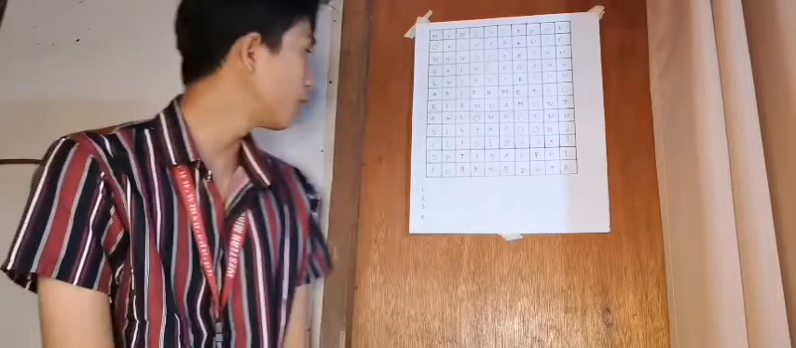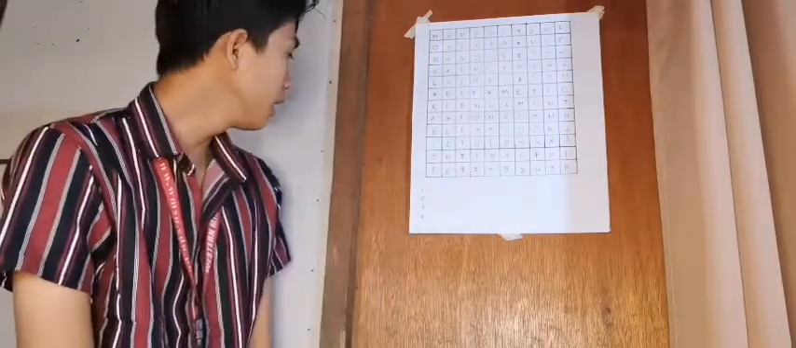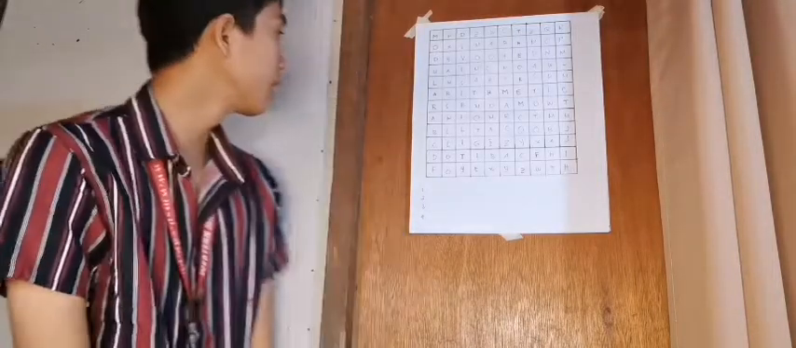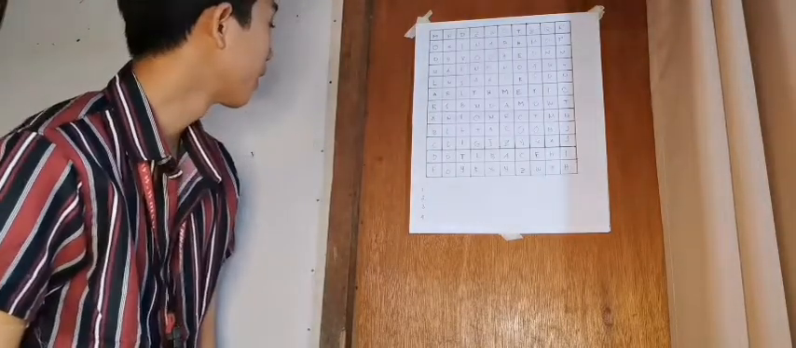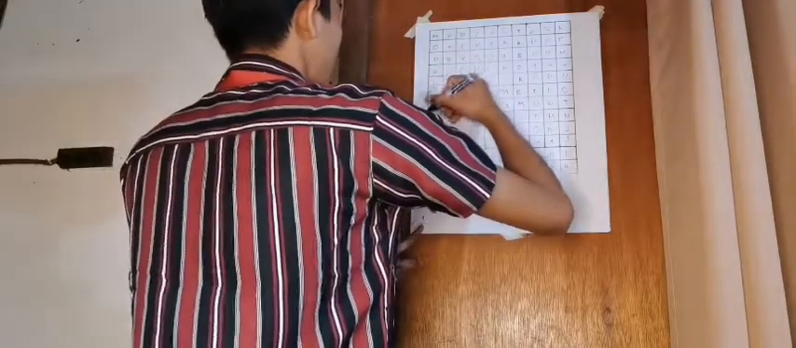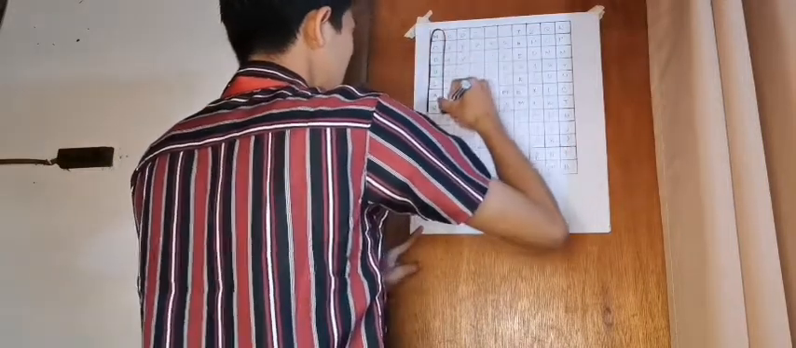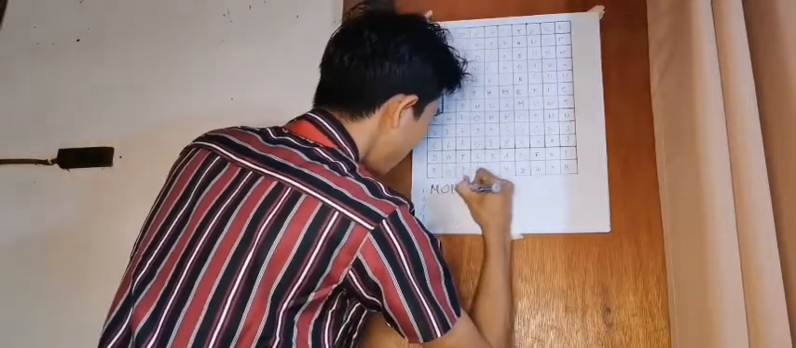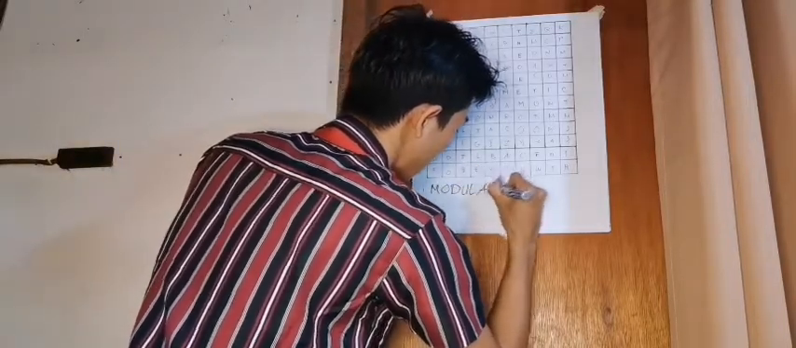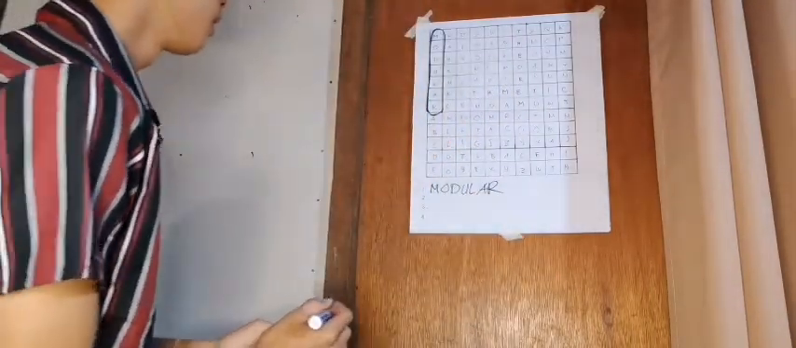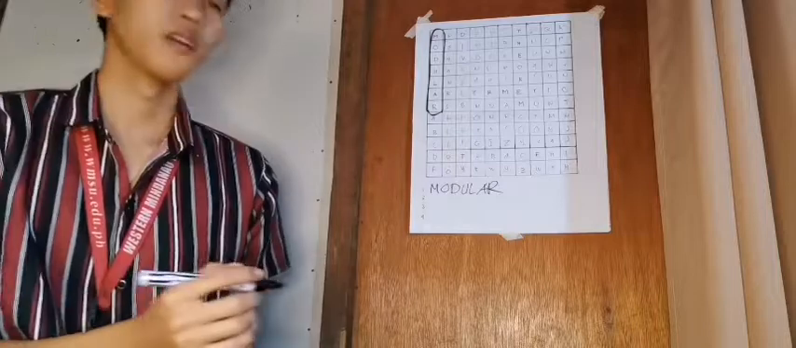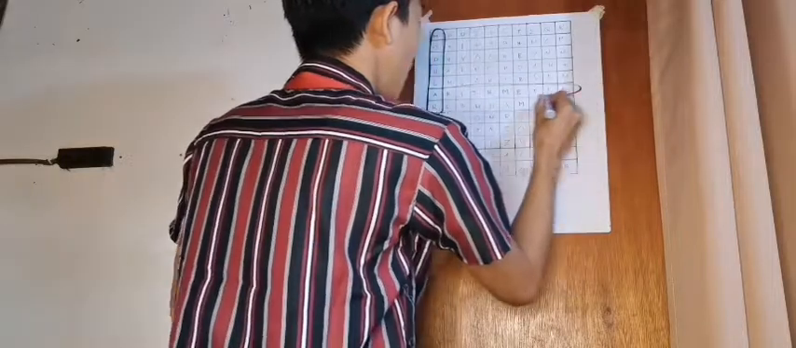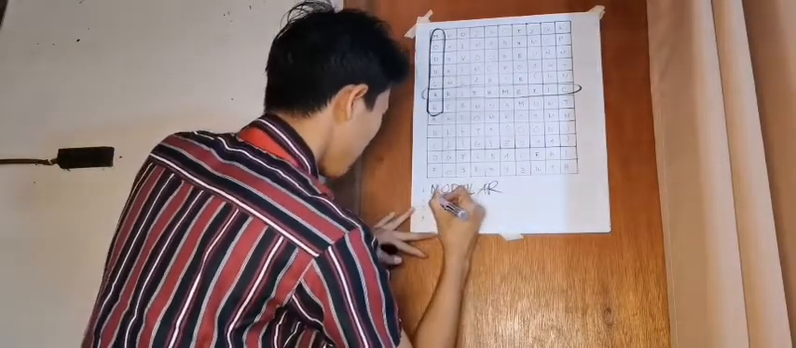Okay, it's already time, so kindly state your first word here. Okay, modular. Correct. Modular. So, we have modular. Next word is arithmetic. Correct, arithmetic. Here is our word arithmetic.